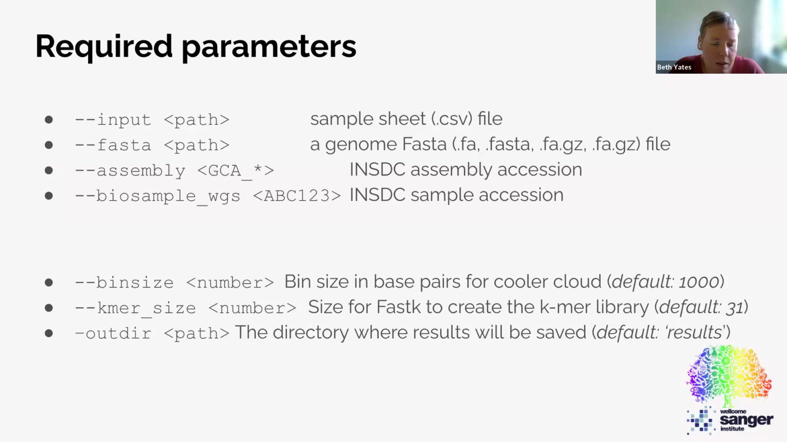And the outdir, which should be a path to where you want the results for the pipeline to be saved. The default for this is results, but that can be overridden. You can tell it to write the results to wherever you want, but you have to give it the full path.